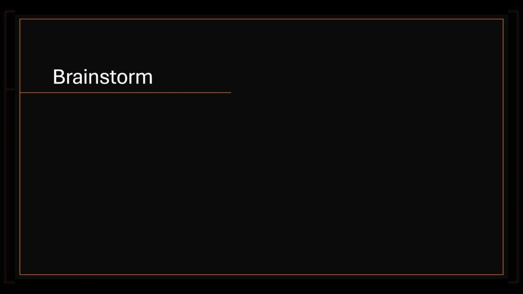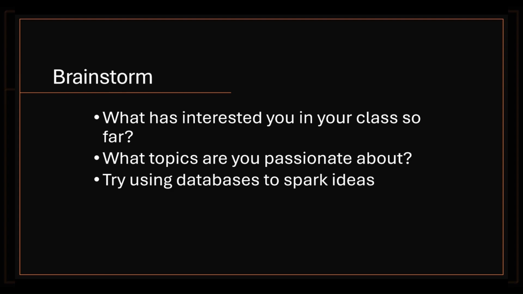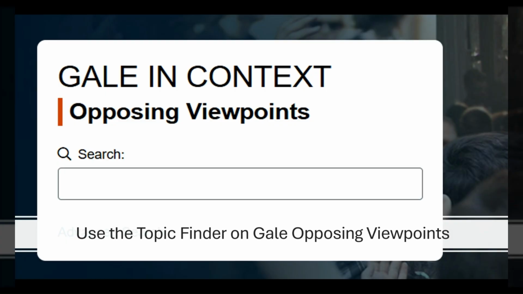Obviously, it helps to choose something that you're passionate about. Try brainstorming a few broad topics that could get you started, and you can narrow them down later. There are also a few library databases that can give you some ideas. Gale Opposing Viewpoints, which you can access with your NetID and password through our website, has a really helpful tool called the Topic Finder. Let's take a look at it.